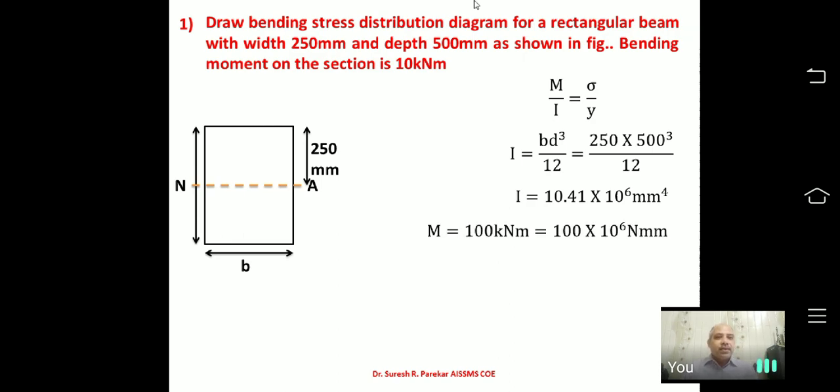Now M is given as 10 kilonewton meter, so that should be 10 into 10 raised to 6 Newton millimeter. Now we substitute this value. So 10 into 10 raised to 6 upon I, which is 10.41 into 10 raised to 6, is equal to sigma upon 250. Why 250? That is the farthest fiber from the neutral axis. It is the same in tension and compression because we have a symmetrical section, and from this I get the value of sigma equal to 240.15 Newton per mm square.